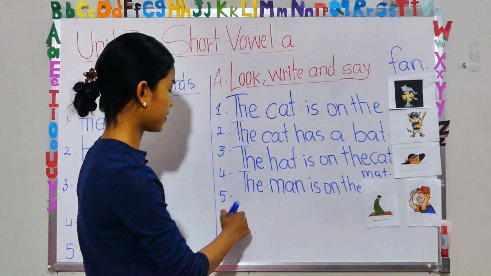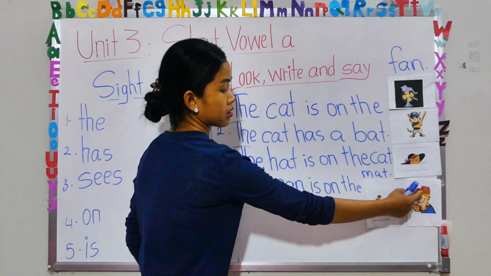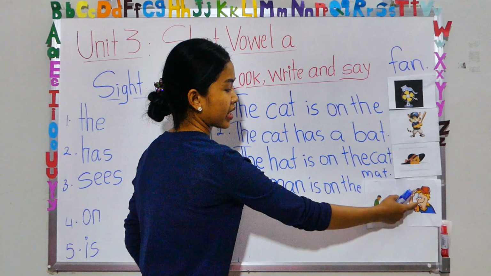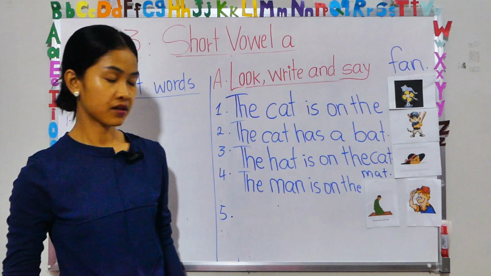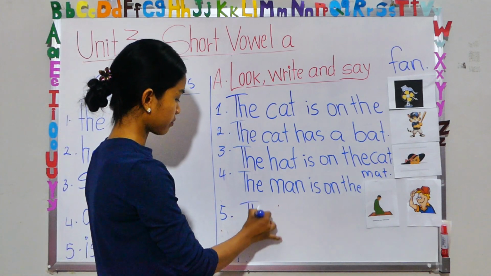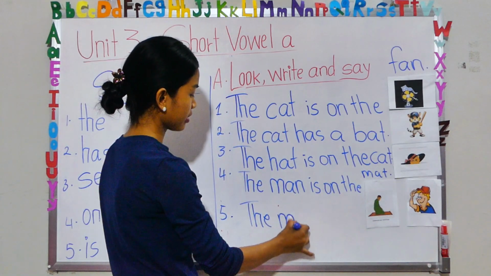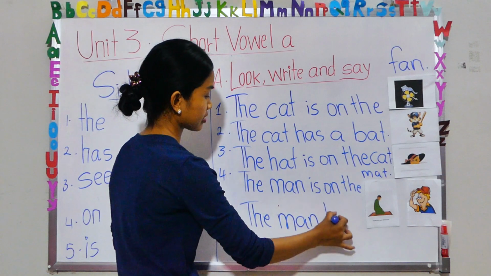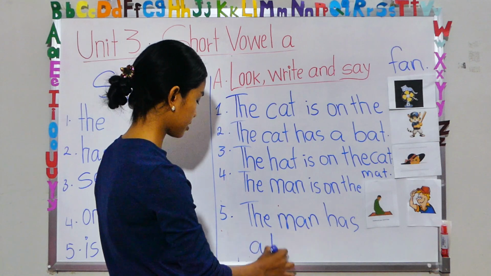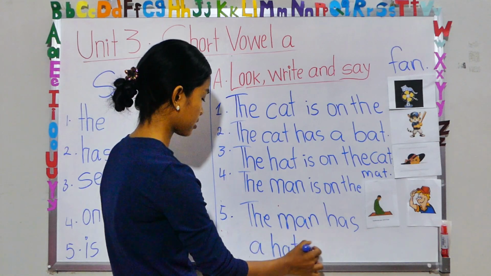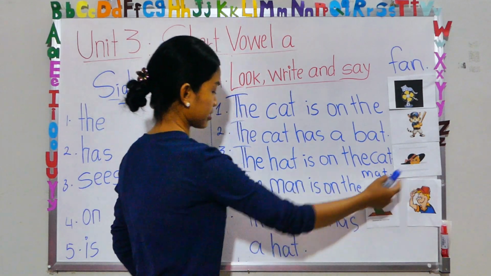Okay, number 5. What does the man have? What does the man have? The man has a hat. The man has a hat.